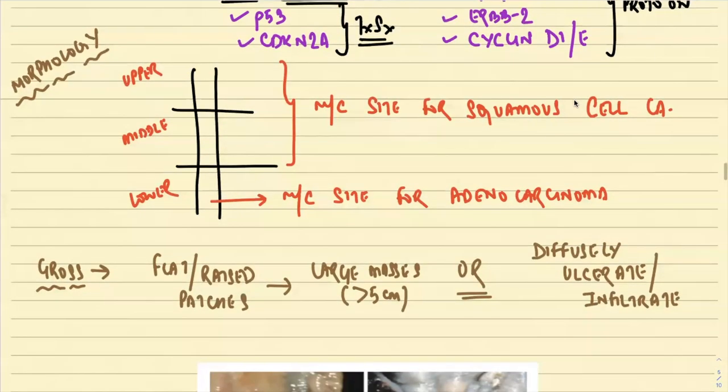Coming to the morphology of esophageal adenocarcinoma, if we divide the esophagus into three parts, upper, middle and lower, always remember that the most common site for adenocarcinoma is the distal half, the lower one third of the esophagus. Whereas the most common site of squamous cell carcinoma is the upper and middle part. If you have to choose, the middle part is responsible for 50% of cases of squamous cell carcinoma of the esophagus. So always remember, esophageal adenocarcinoma is more common in the lower third, whereas squamous cell carcinoma is more common in the upper and middle third, and out of these the middle third is the most common site, with more than 50% of squamous cell carcinoma occurring there.